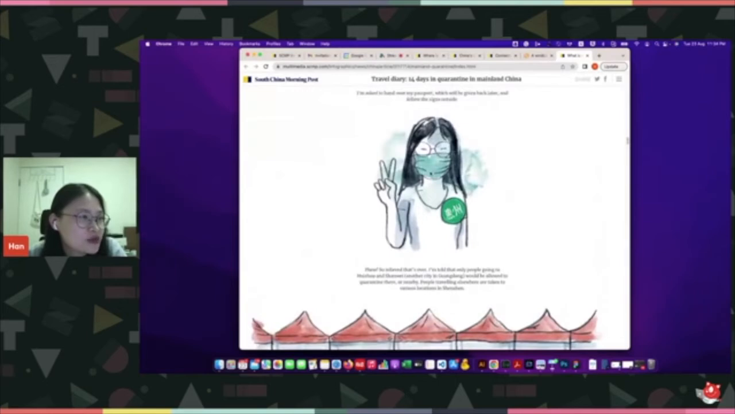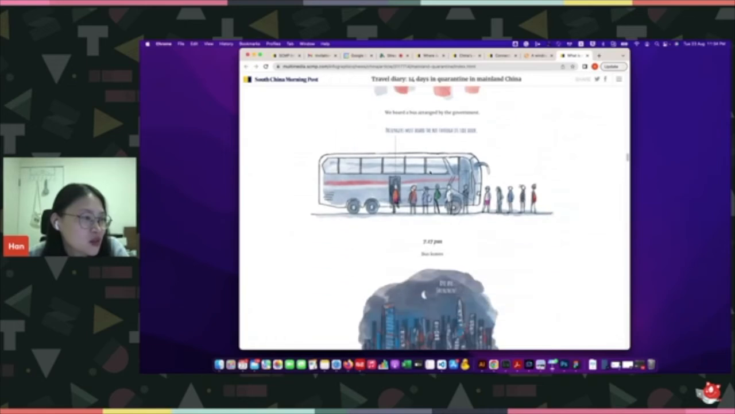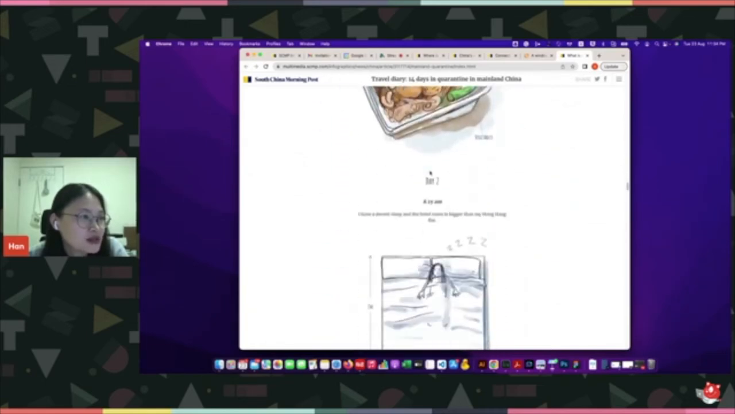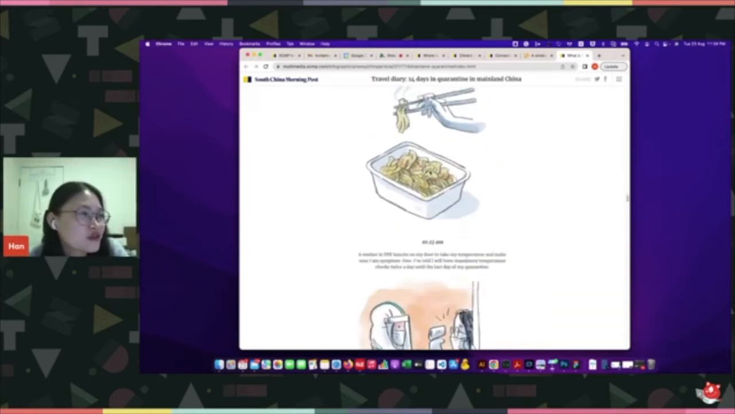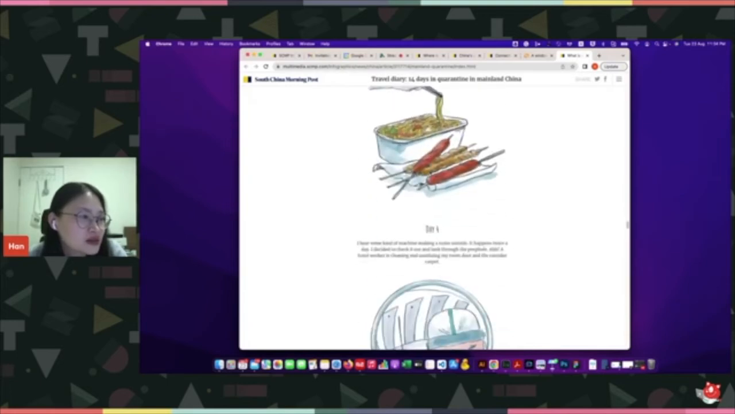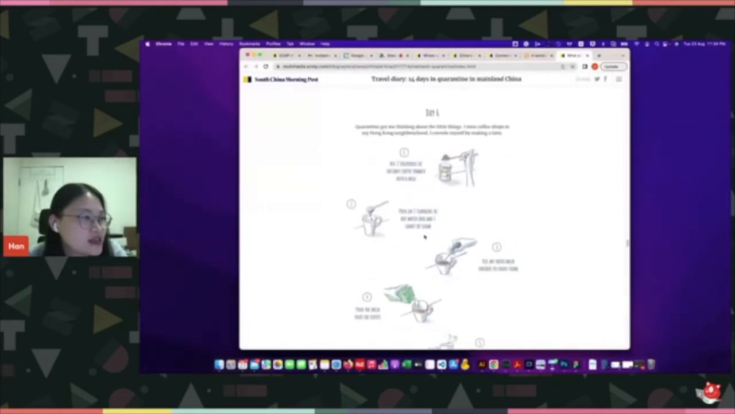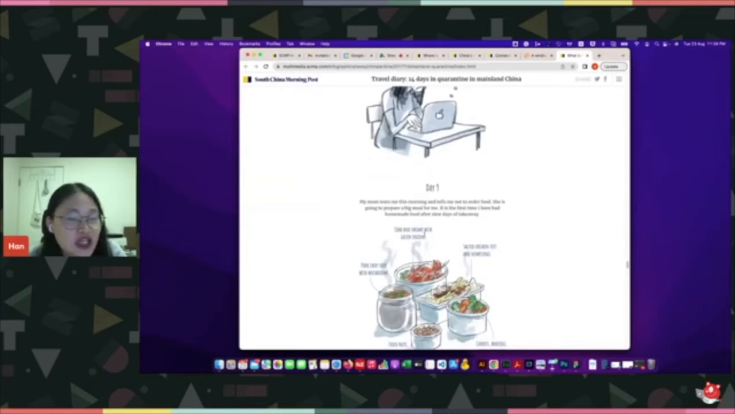Then this is a little profile of myself. And here is when I took the bus to the quarantine hotel, queuing. This is the bed I slept in at the hotel, and this is the first breakfast I had. And here are the graphics of how I spent my 14 days in the quarantine hotel. It looks very simple, but I think it's quite interesting and lovely.